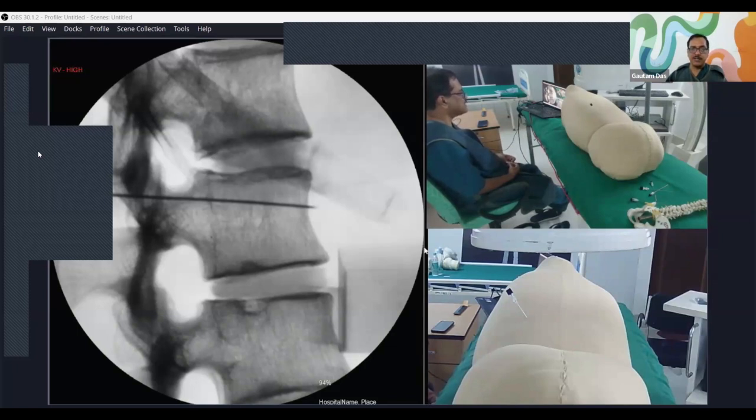But if the patient has no ascites, then you can go ahead with the ultrasound guided anterior approach as well.